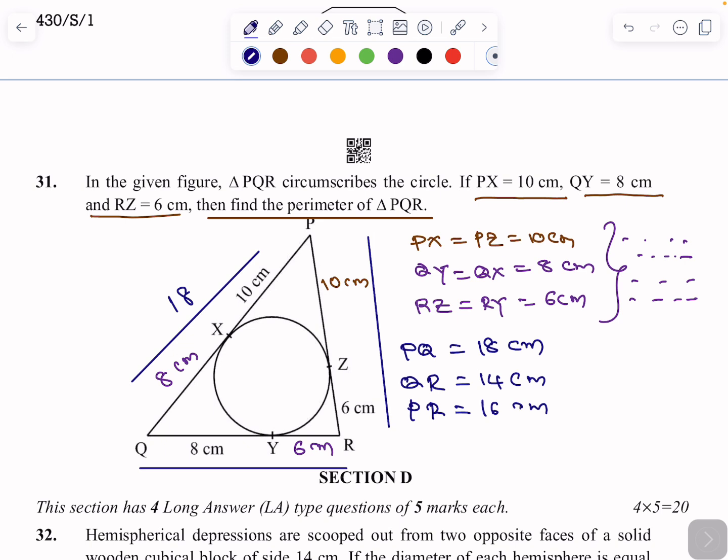Okay, we need to find the perimeter of the triangle. So perimeter of the triangle means you have to add all these values. Perimeter of the triangle equals 18 plus 14 plus 16, which is equal to 48 centimeter. You add all the lengths, that is PQ plus QR plus PR, and this is the perimeter of the triangle. Is it clear, everyone? Okay.